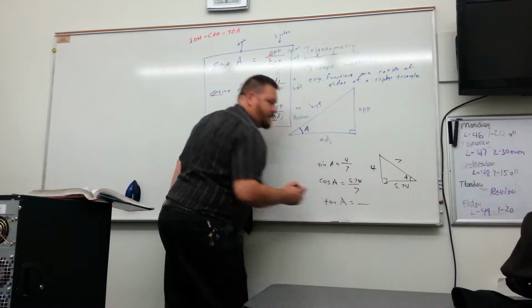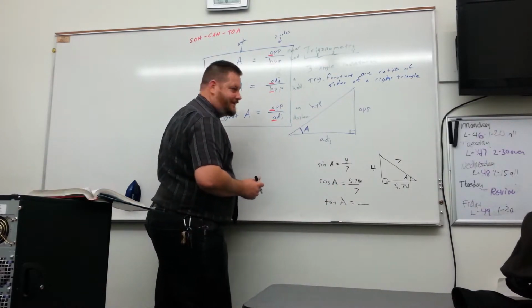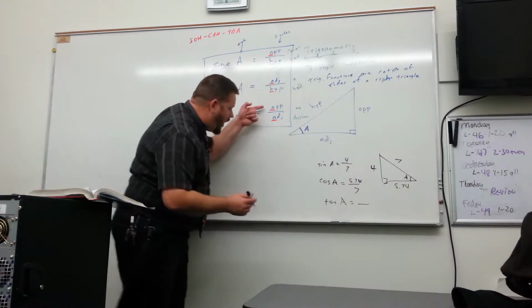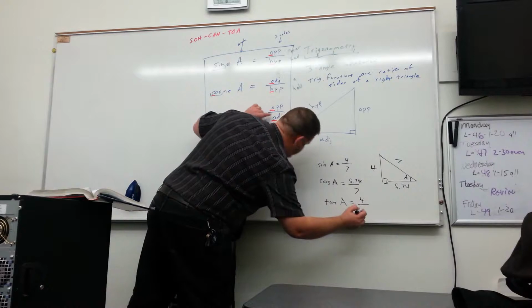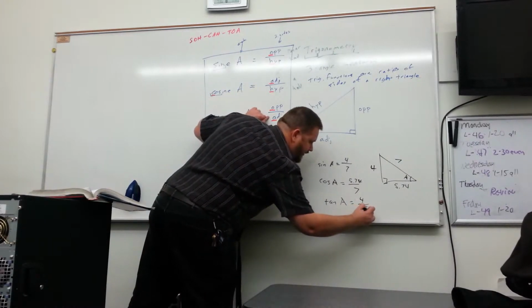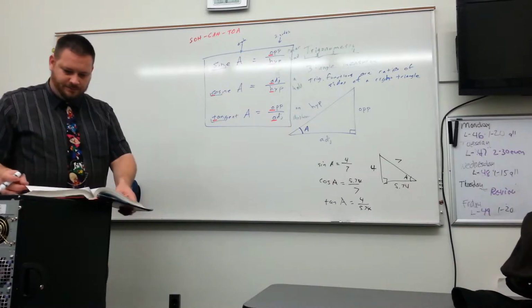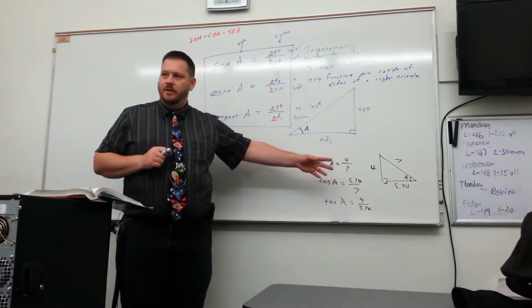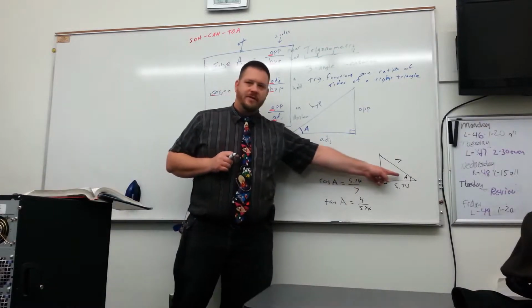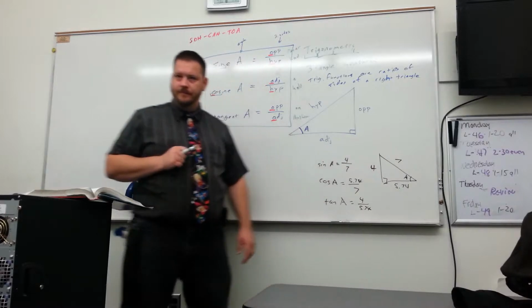It's 4 over 5.74. The opposite side, 4, over the adjacent side, 5.74. Now, that's all fine and good, but we still don't know what angle A is, right? We don't know how many degrees angle A is.